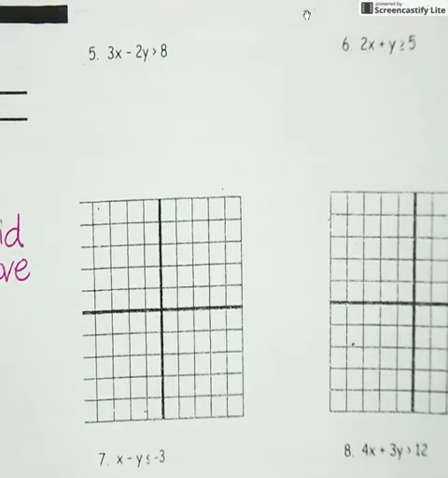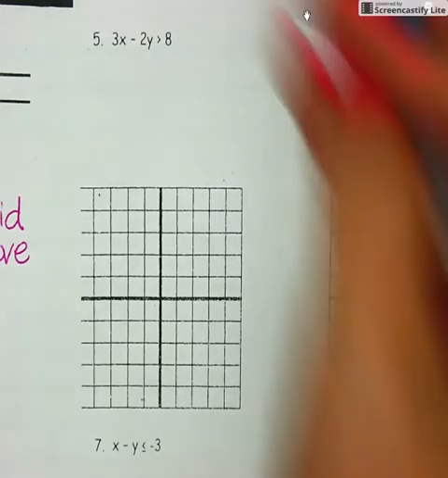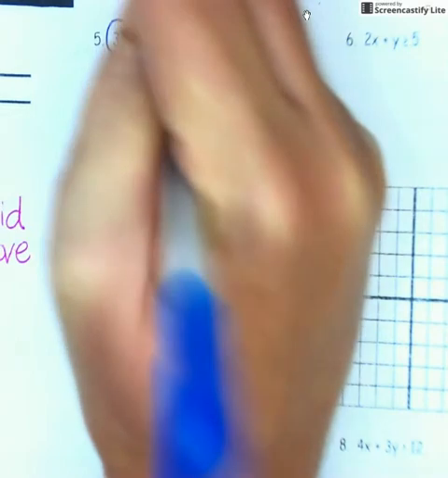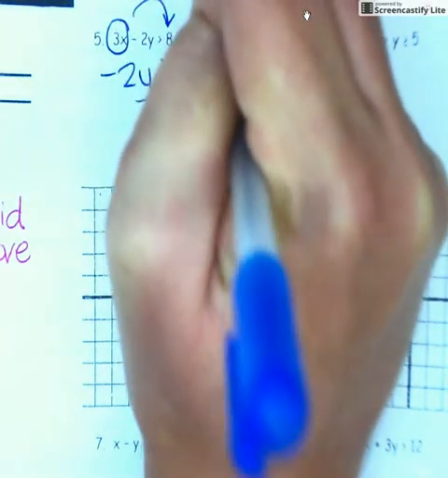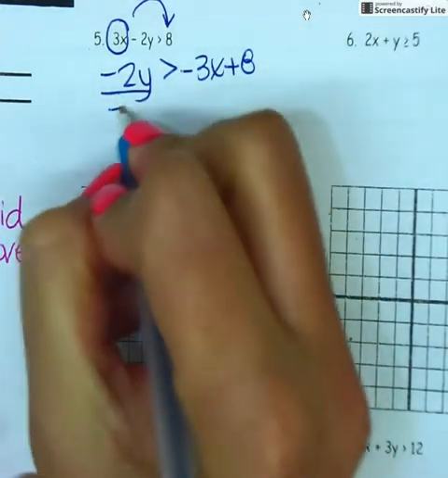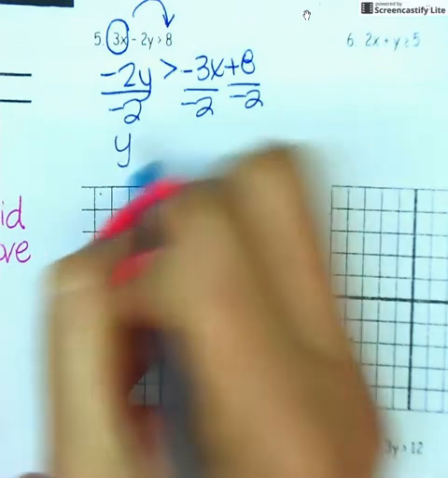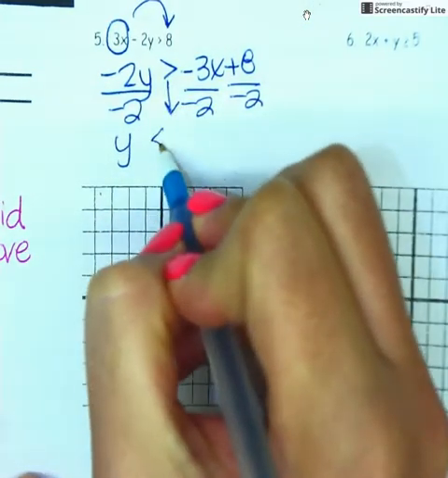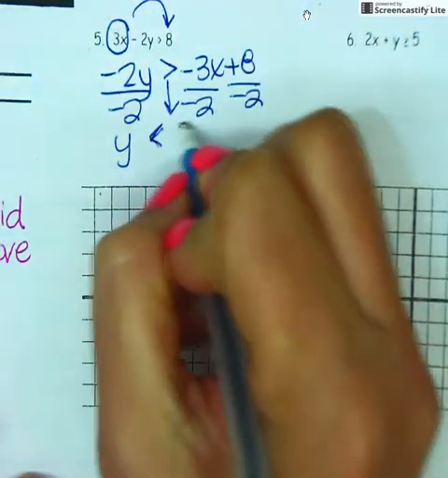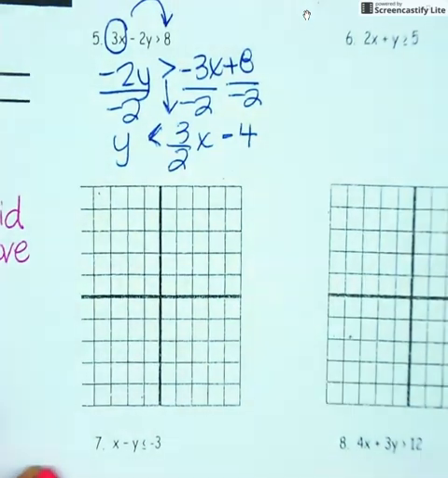So the first problem is going to be problem number 5. The first thing I need to do is move my 3x, and it becomes negative. Everything else stays the same. In order to get y all by itself, I'm going to divide by negative 2. Warning, warning, I divided by a negative, so my sign needs to flip. This becomes a positive 3/2x and a negative 4.